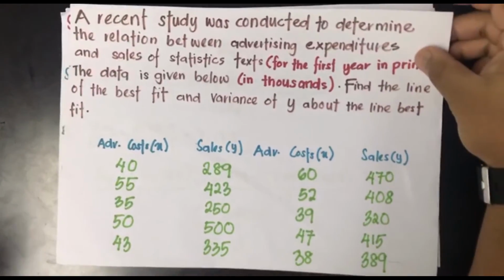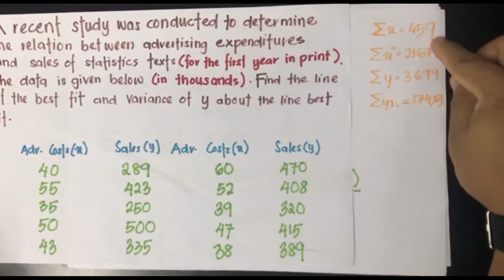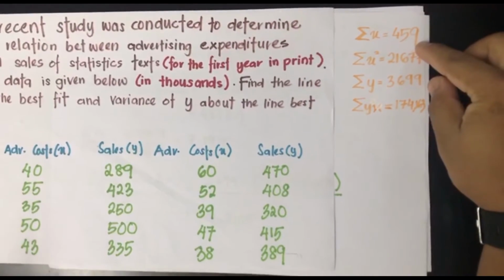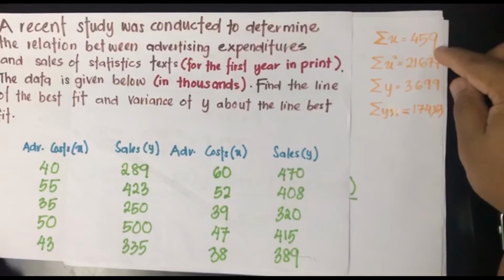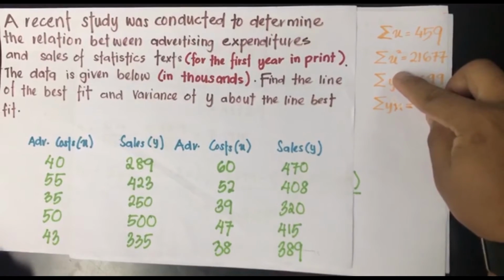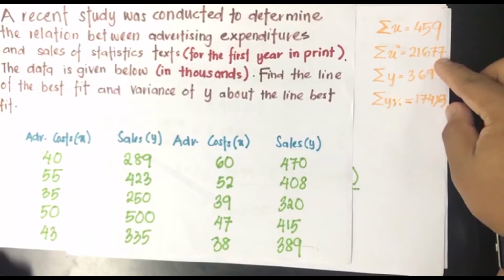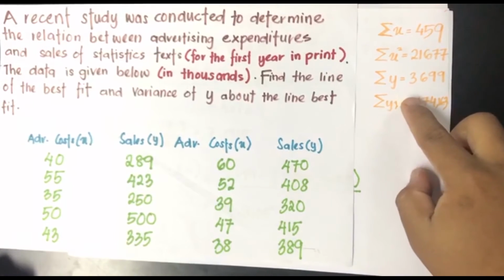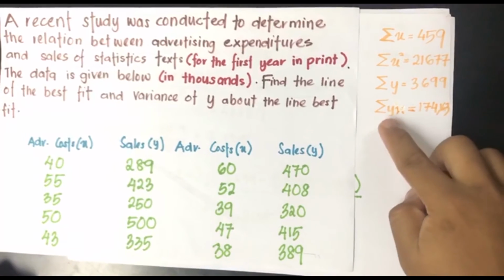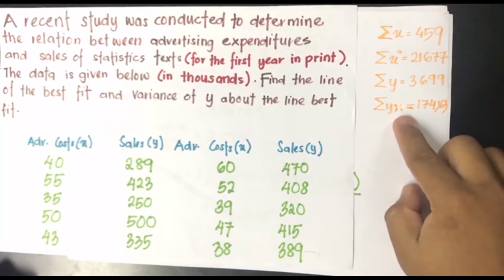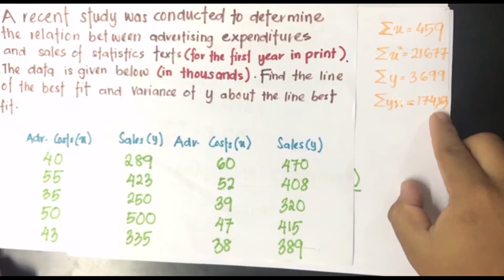First of all, we must calculate the total of x, which we get 459. Next, we must calculate the total of x squared, which is 21,677, and the total of y is equal to 3,699, and the total of xy is equal to 174,163.